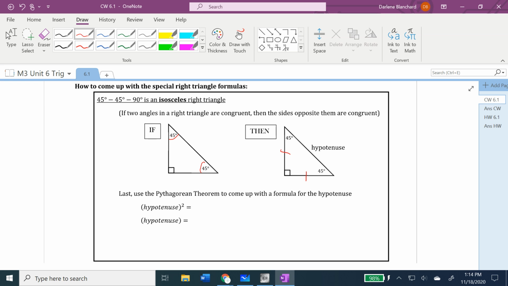So that means that if I put an x down as a variable for one of the legs, the other leg is also x. And then I want to know a formula for finding the hypotenuse. So if these are both x, then hypotenuse squared is equal to x.